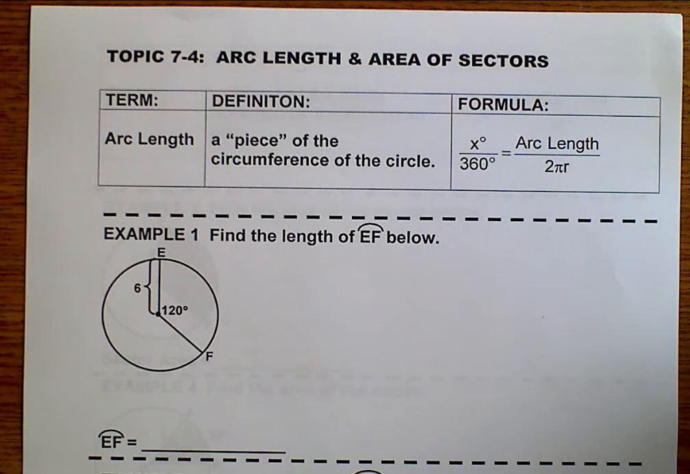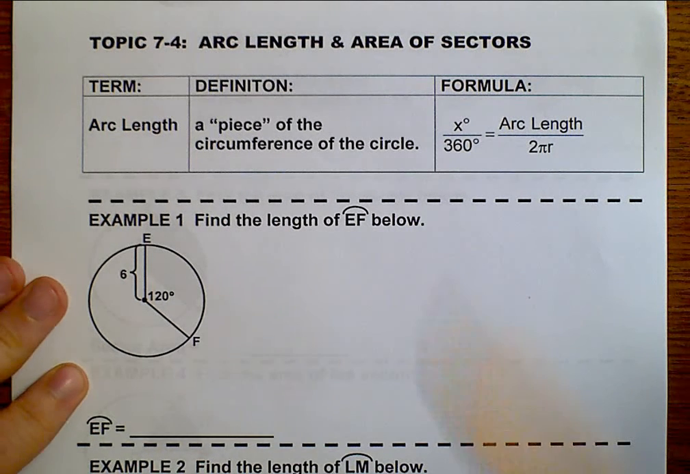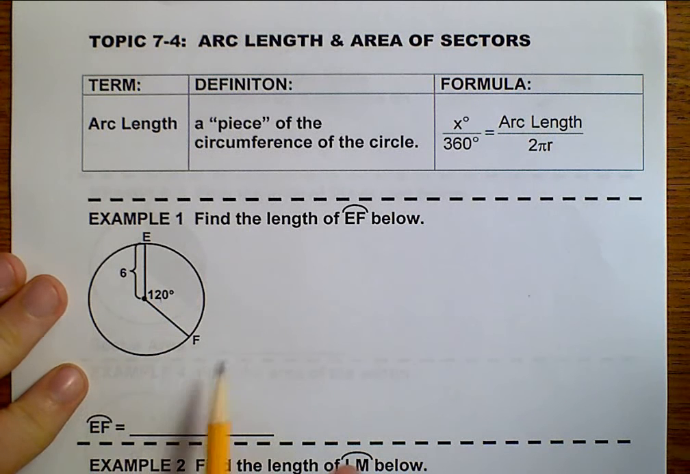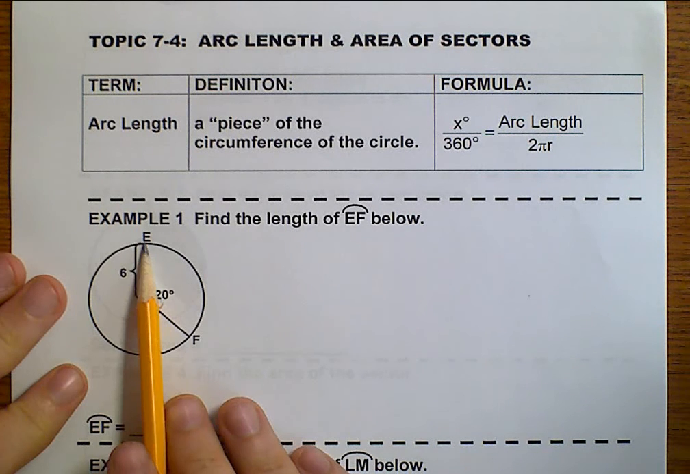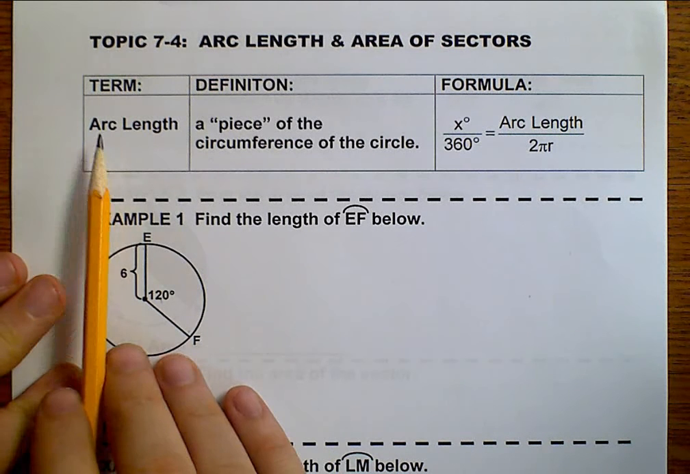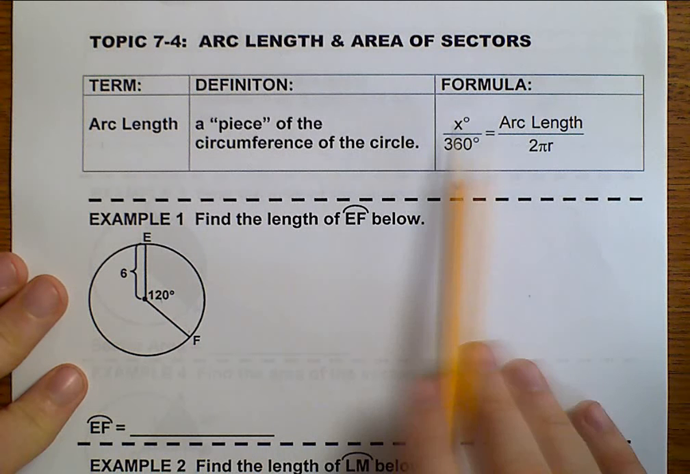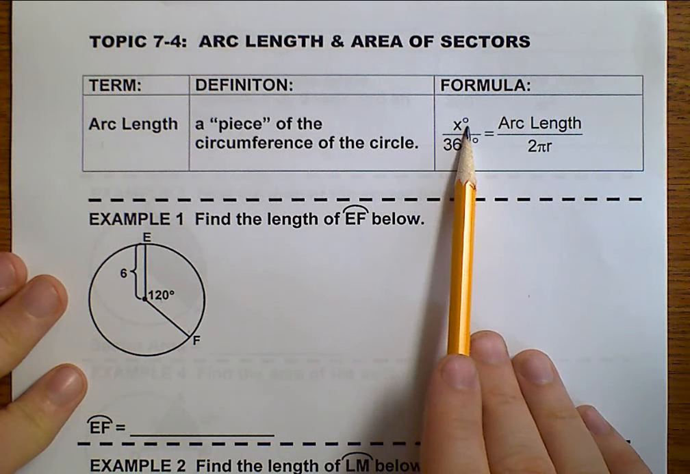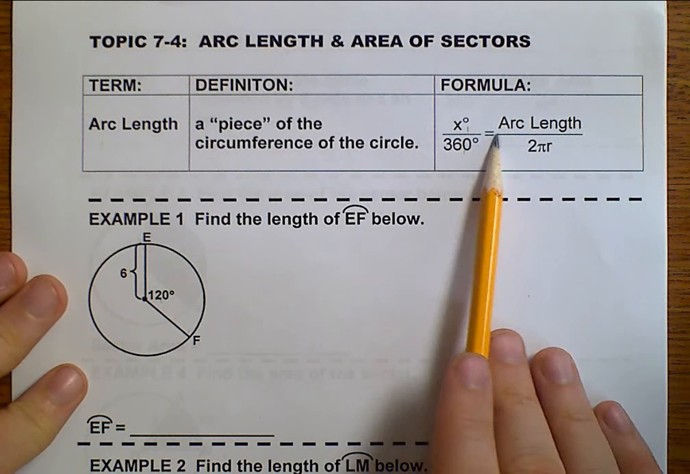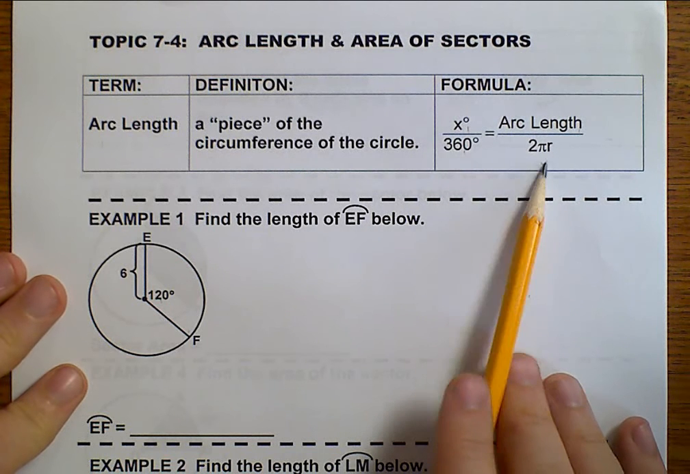So first off, let's talk about how we find arc length. We talked about the measure of an arc, which is in degrees. However, we have a circumference, and so I may need to figure out how long it is from E to F along the circle. That's what the arc length is. It's a piece of the circumference, and we solve it using a proportion. X degrees of the arc over the 360 degrees of a circle equals the arc length over 2 pi r. Now 2 pi r is the circumference.